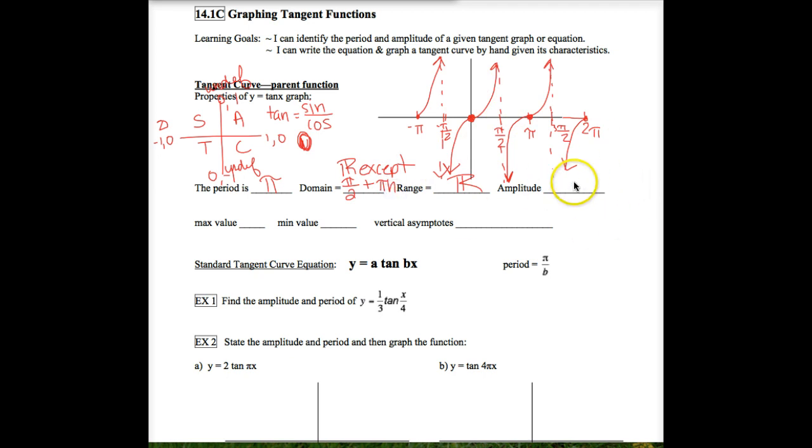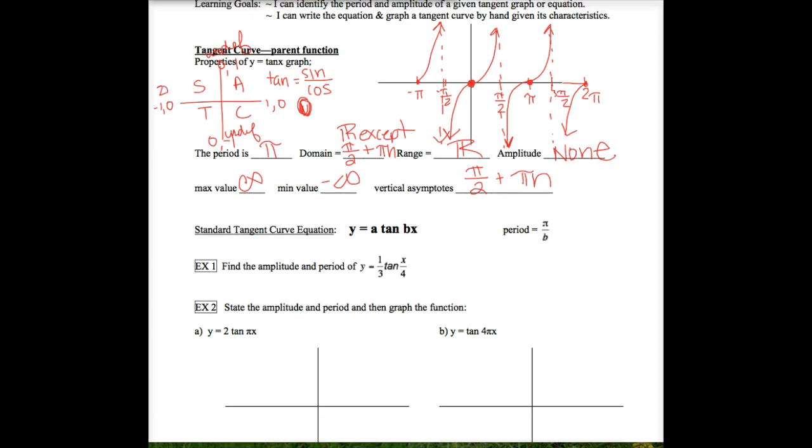The amplitude, this is the easiest part of our learning goal. Identifying the amplitude on a tangent function, there is none. Amplitude doesn't exist because it goes on forever in both directions. The max value is infinity, the minimum value is negative infinity. The vertical asymptotes are, as we already discussed, starting at pi over 2 and repeating every pi.